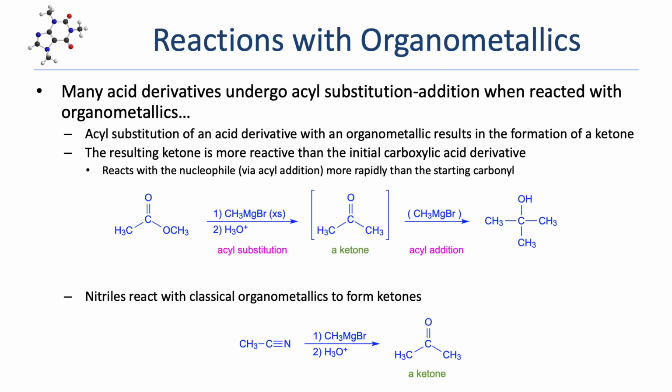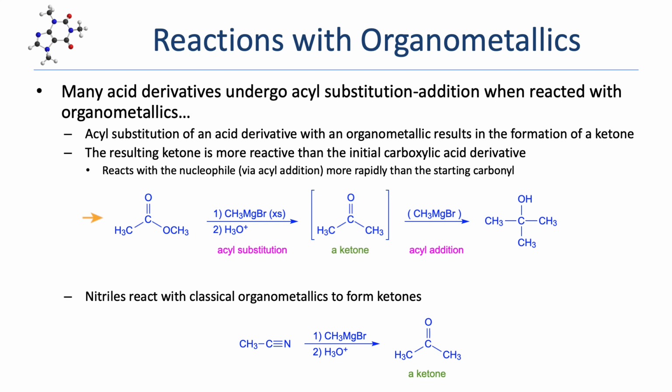The reactions of carboxylic acid derivatives with organometallic reagents deserve special consideration. Many carboxylic acid derivatives undergo a tandem acyl substitution addition when reacted with organometallic reagents. If we look at the example, we see an ester treated with a Grignard reagent. The strongly nucleophilic organometallic reagent will induce acyl substitution, replacing the methoxy group with a methyl group. This results in the formation of a ketone.